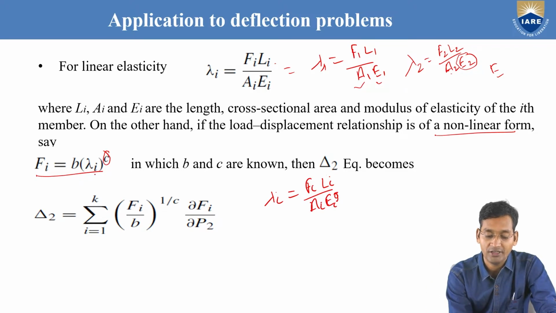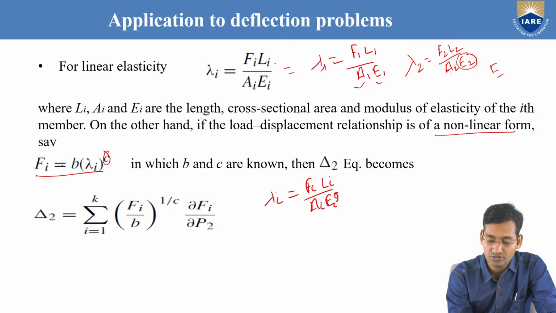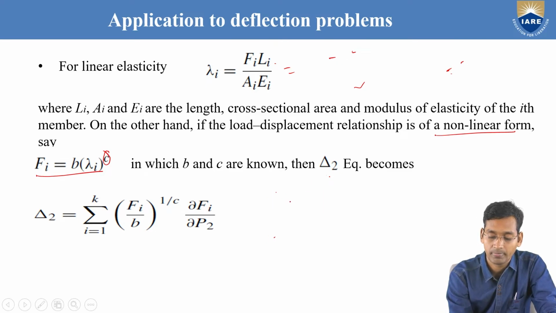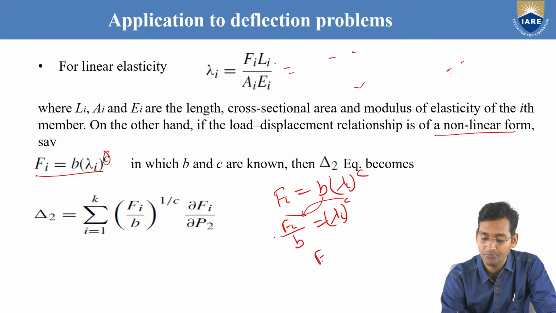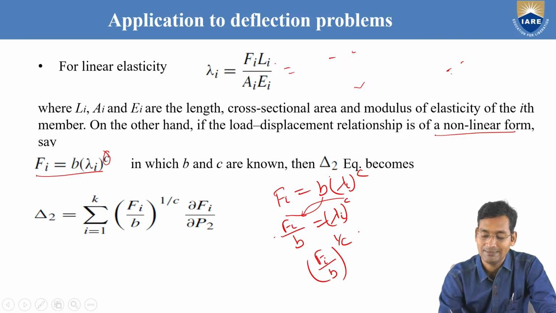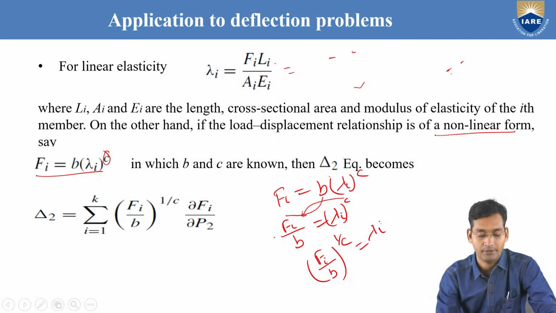Now we are finding what value of lambda I from here. So first, just take this one. From here, Fi equals B lambda I power C. Now take this to the side. So Fi by B equals lambda I power C. If we take this side, then the power will be 1 by C. So Fi by B, power 1 by C, is equal to lambda I.